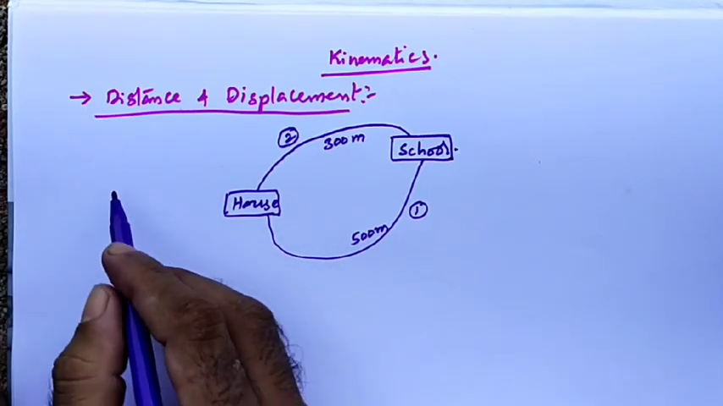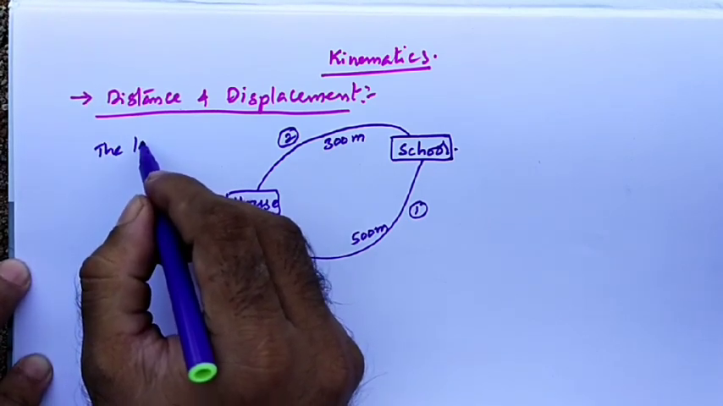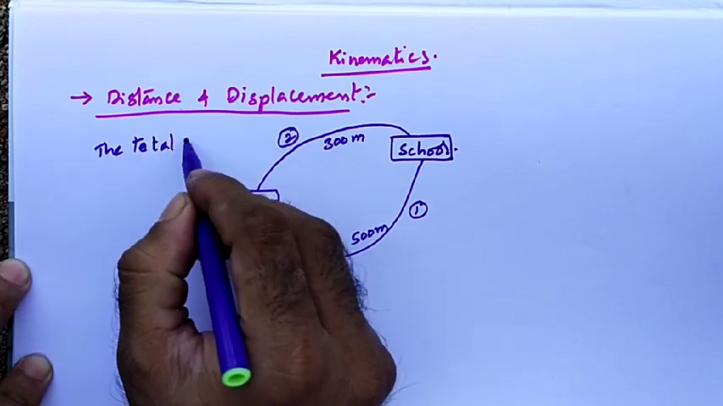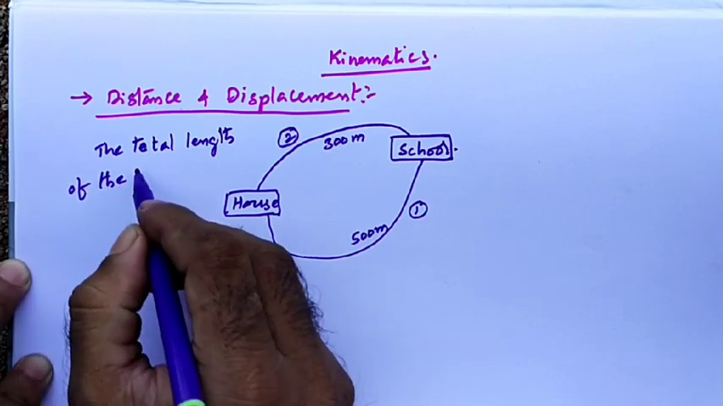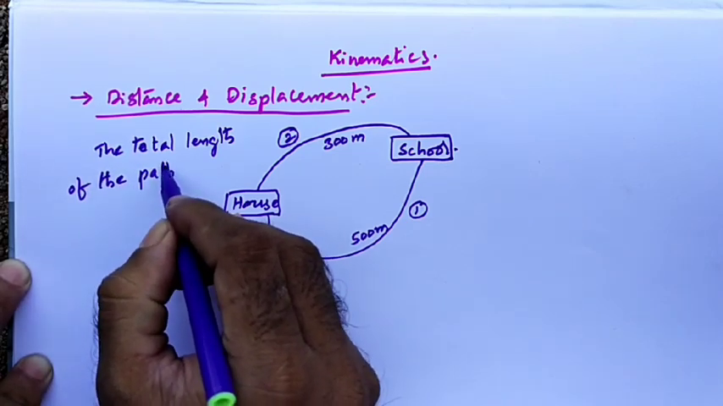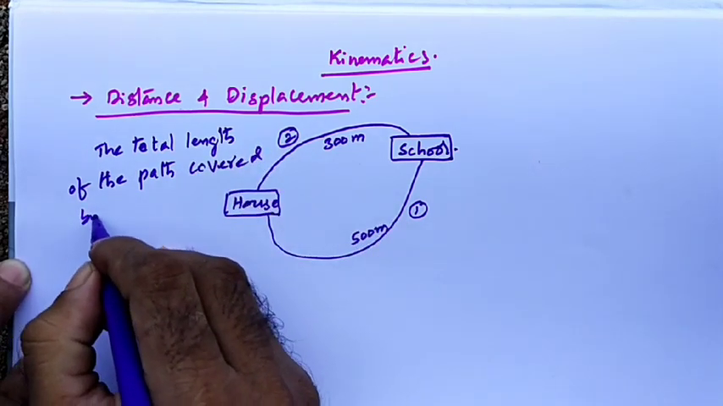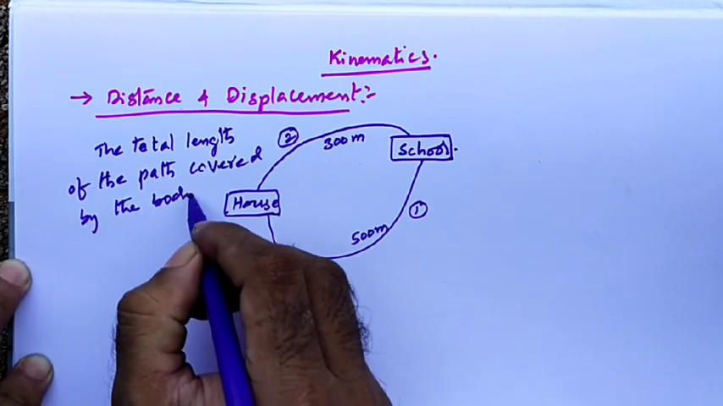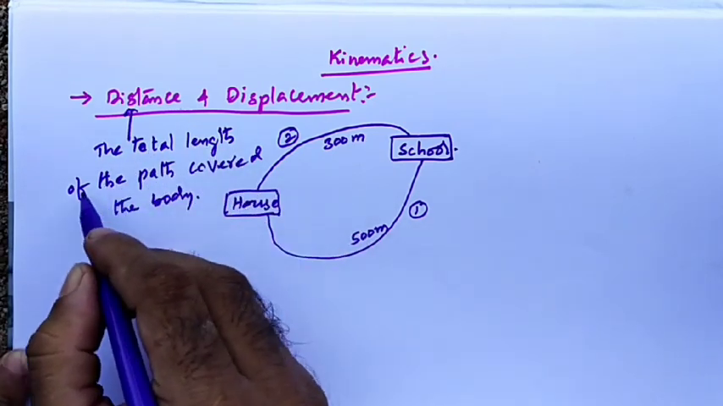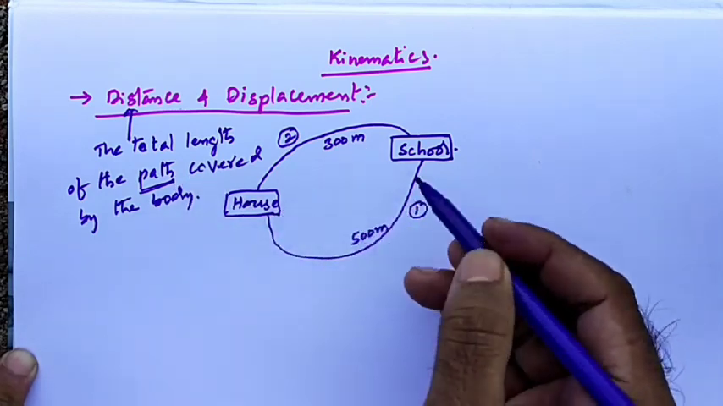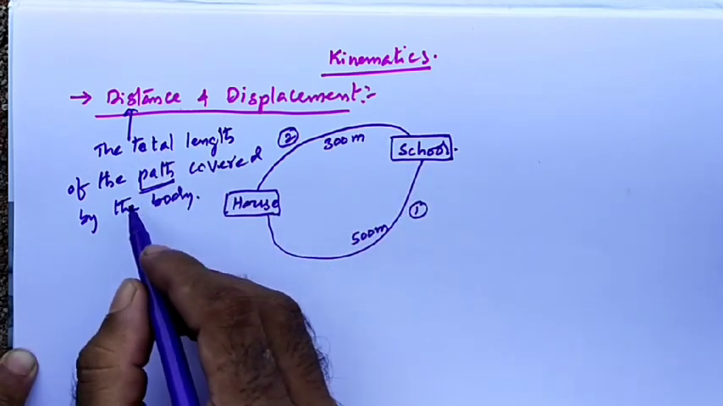Let us see that. First, what is meant by distance? Distance is nothing but the total length of the path covered by the body. Covered by the body is known as distance, the definition. So what is that? The total length of the path covered by the body. Path means the one in which you are traveling. So the total length of that path is nothing but the distance.